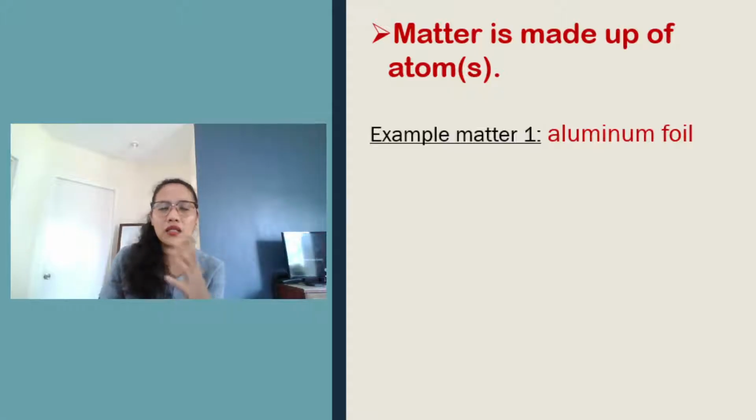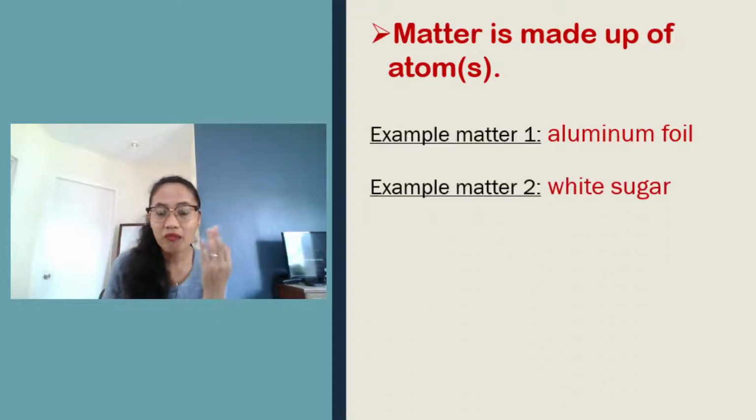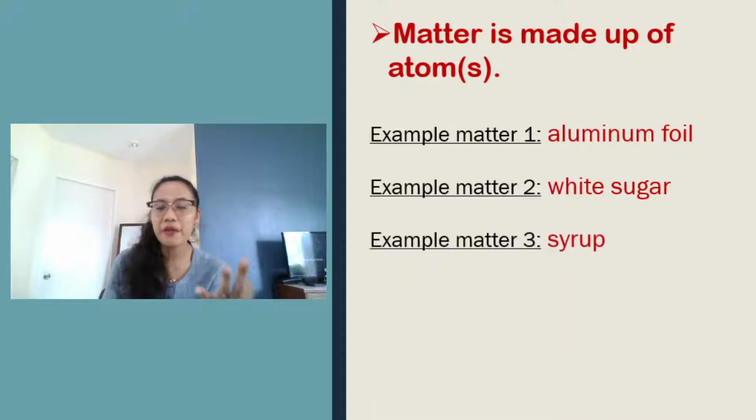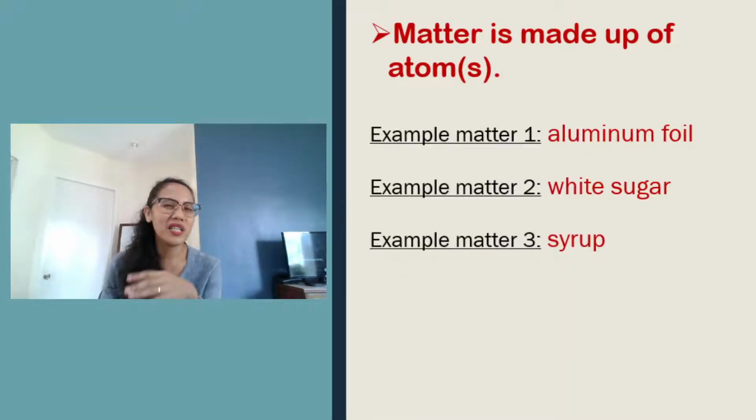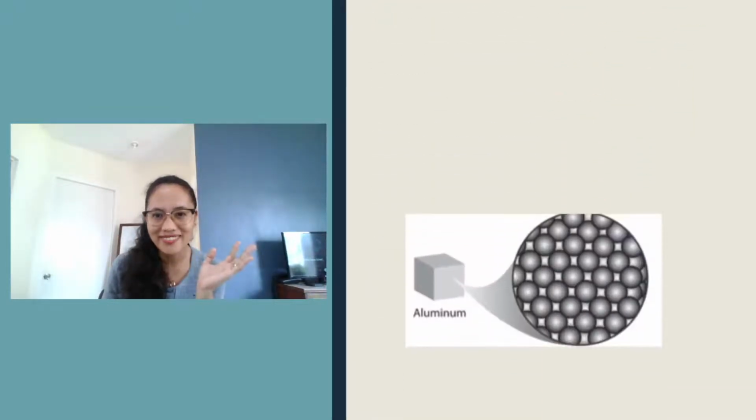So as I discuss this particular concept or point in the theory, I would like us to have these three examples of matter. We have matter 1, aluminum foil. I think you're very much familiar with this. Second matter, we have white sugar. And then third matter, we have syrup. So let's start with the first example. Okay, so kindly evaluate the image.